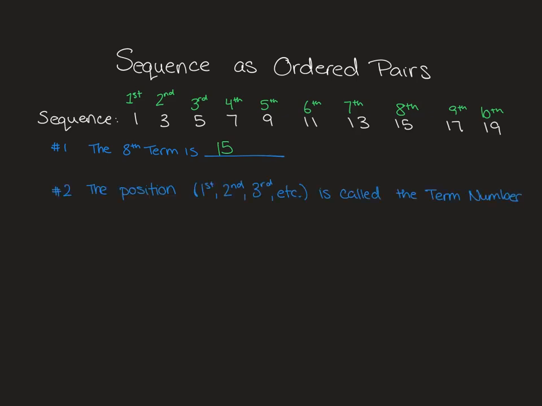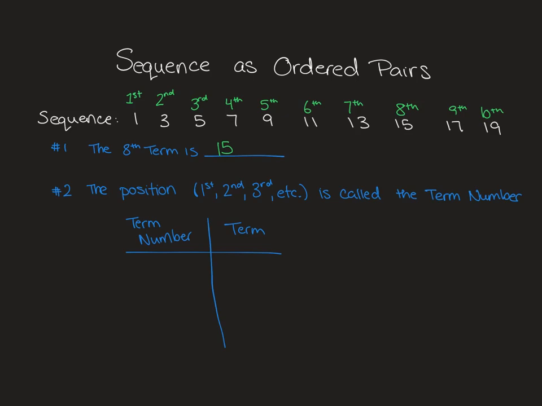Question number 2 is going to ask you to make a t-table out of the term number and the term. So the term number is what position it's in. So whether it's the first number, the second number, the third number, etc. in the list. So if we looked at our top part, the green numbers here that I've added would be your term number, but the white numbers would be your term.